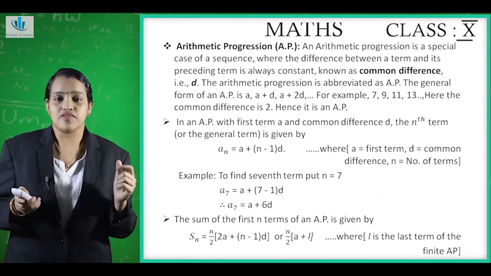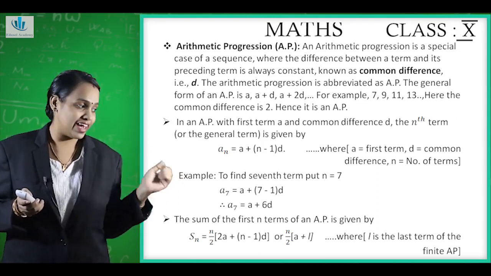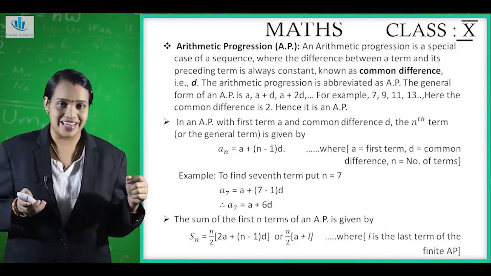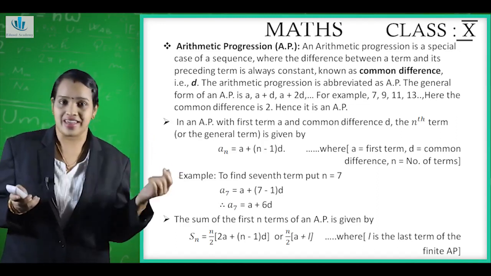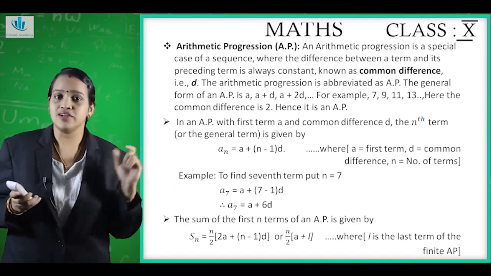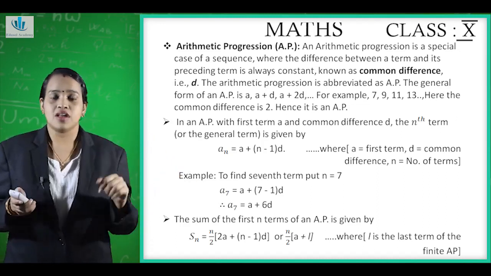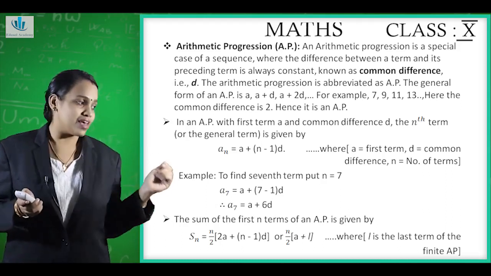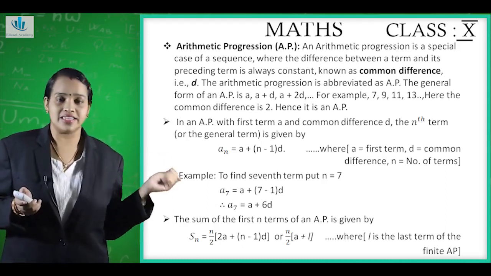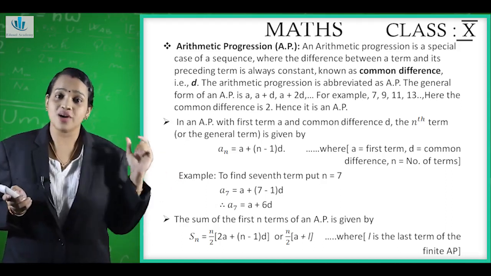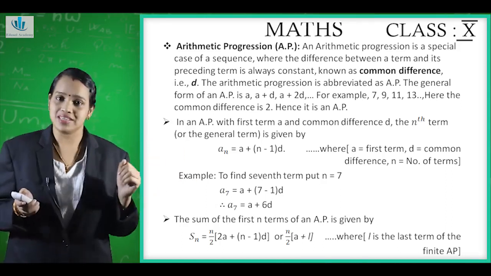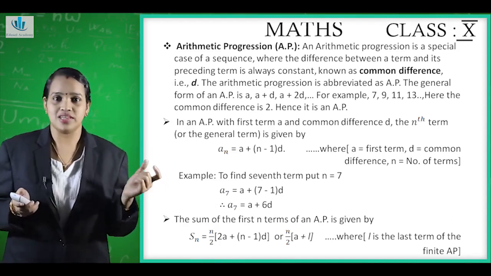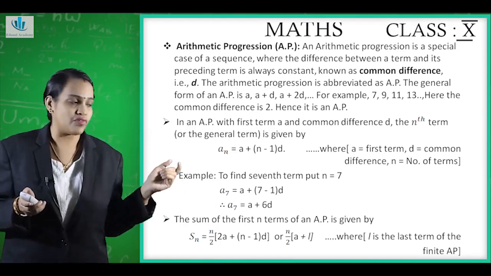Now the general form of arithmetic progression is a, a plus d, a plus 2d, and so on. That means a plus 3d, a plus 4d. In this way we can write the AP. Now we will take an example to understand how we write an arithmetic progression: 7, 9, 11, 13. You can see the common difference between each number is 2. So here also a definite order and a definite rule is used to write these numbers, and this is the general form of AP.